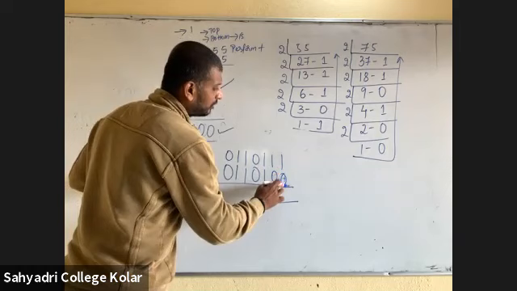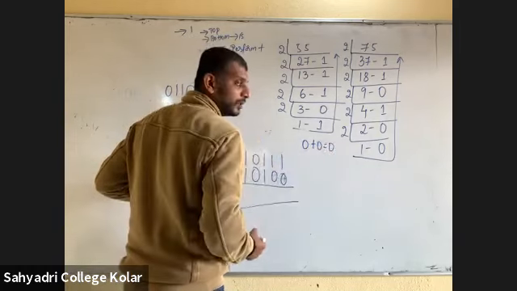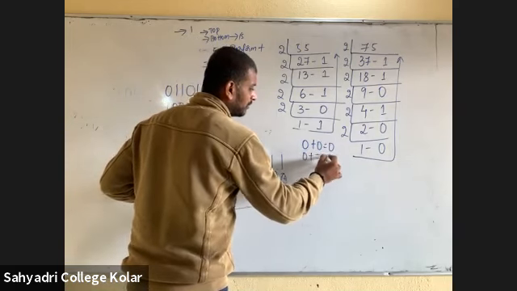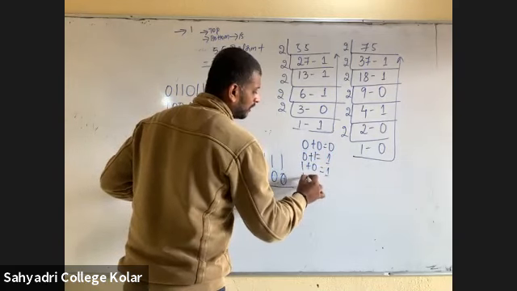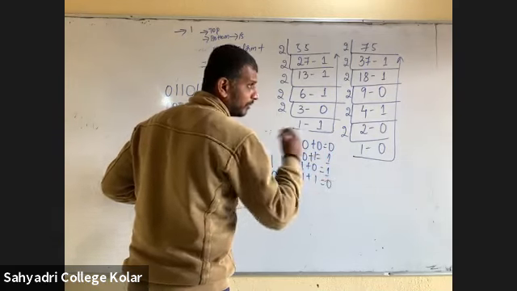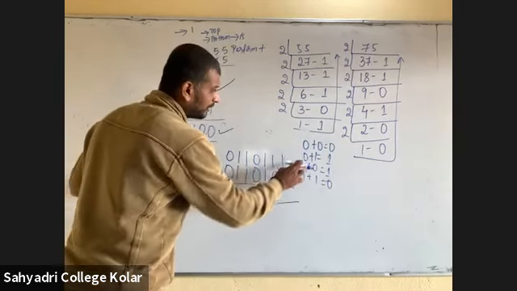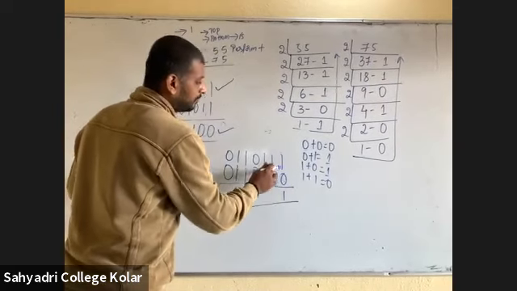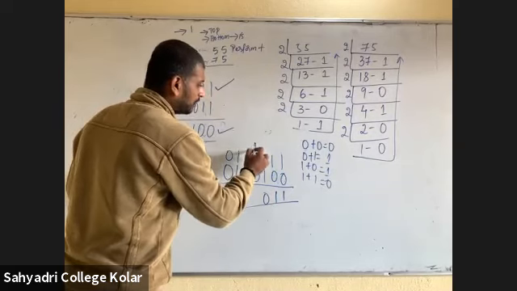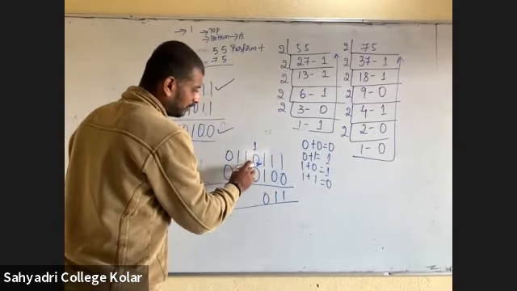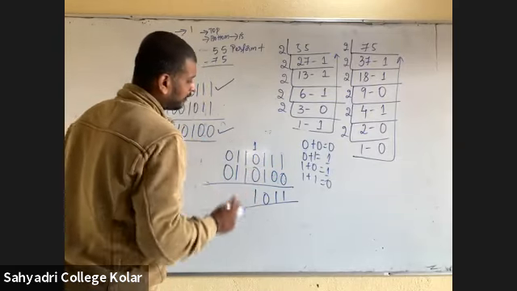To perform addition, you need to follow the basic rules. 0 plus 0 is equal to 0. 0 plus 1 is equal to 1. 1 plus 0 is equal to 1. 1 plus 1 is equal to 0 and 1 will be carried over. Now, what is 1 plus 0? 1. 1 plus 1? 0, and 1 will be carried over. Again, 1 plus 0? 1. 1 plus 0 plus 0 is nothing but 1.